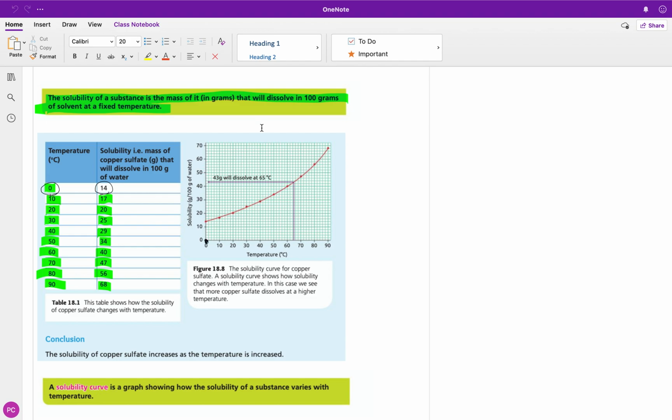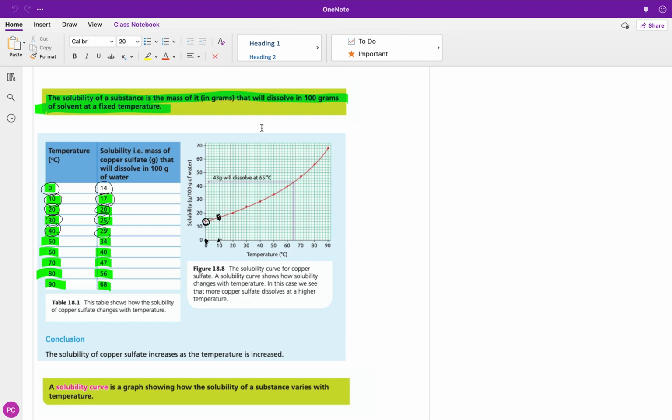So our first point is going to be where I circle there. The next point is going to be 10 degrees Celsius with 17 grams. So here's 10 degrees down here, and 17 is in here on the y-axis there. So here's our second point, and we go all the way along, and we can graph all those points.